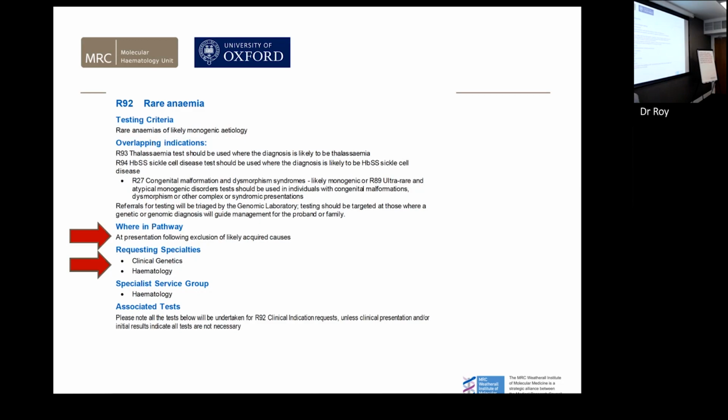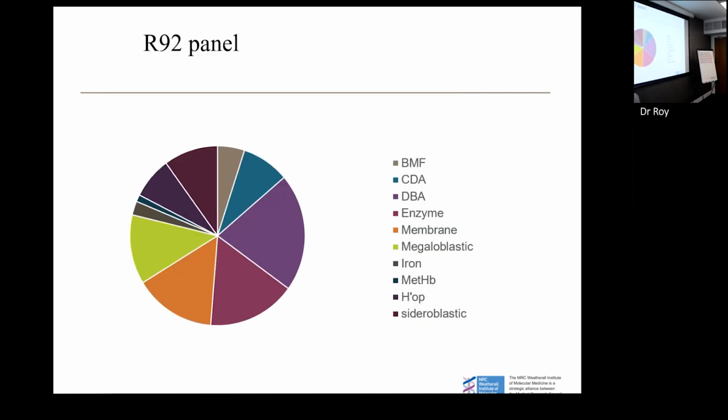But the thing is, you've got to exclude acquired causes first. And this can be requested by both clinical genetics and hematology. And this is the panel. So all of the panels by NHS England are called R. I have no idea why. Our panel is called R92. And it's got about 100 genes.